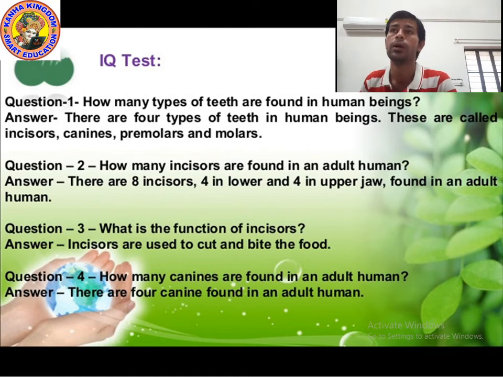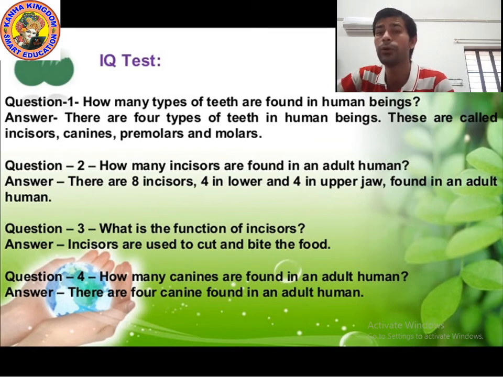Question number 2. How many incisors are found in adult human? There are 8 incisors. 4 in lower jaw, 4 in upper jaw. Question number 3. What is the function of incisor? Incisors are used to cut and bite the food.